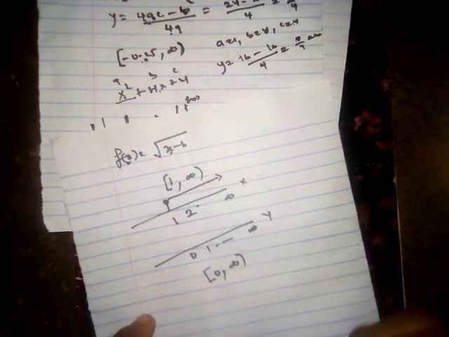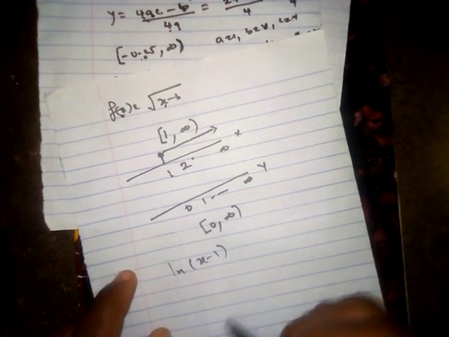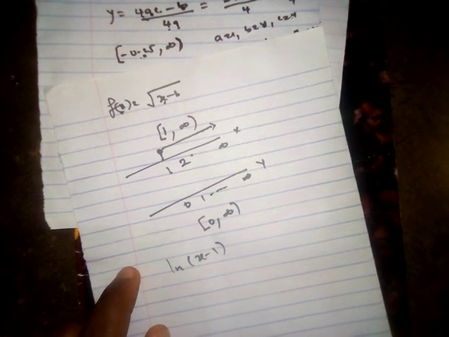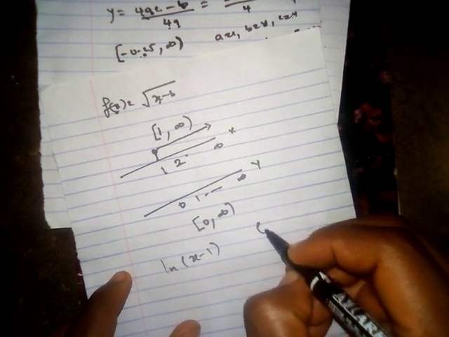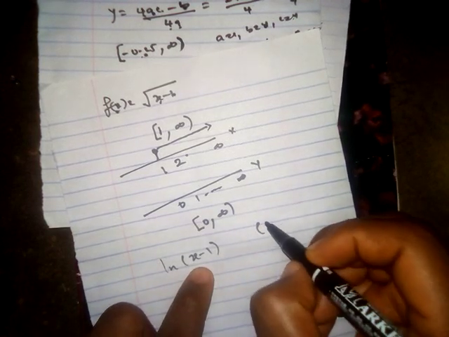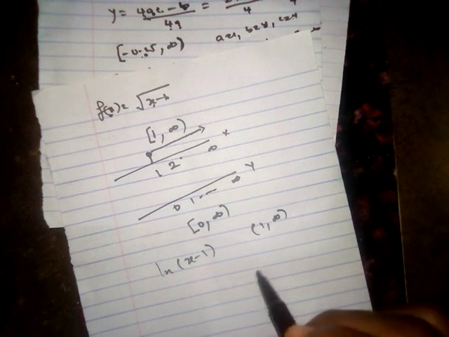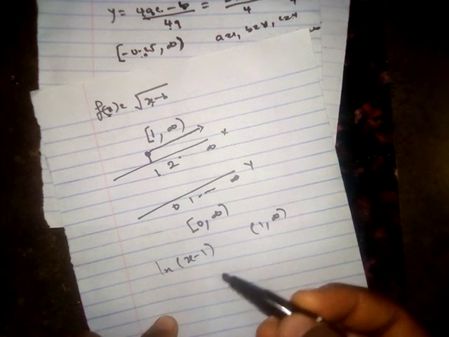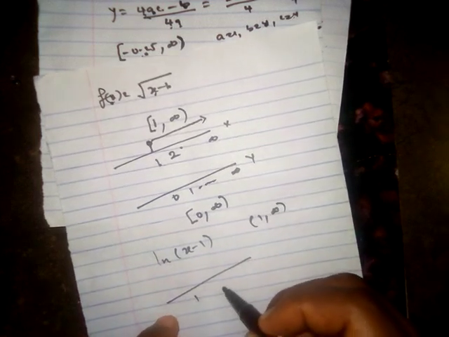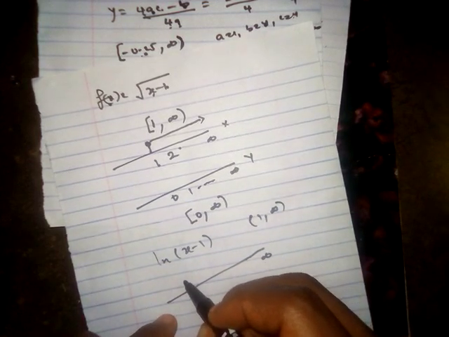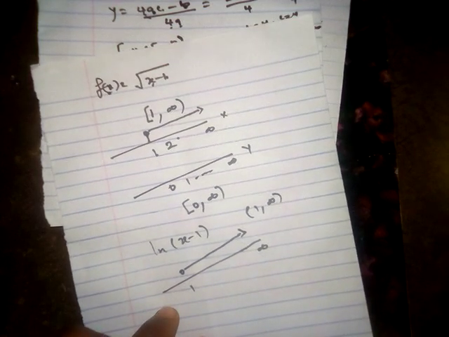Now the last one is the ln of x minus 1, and from my previous video, the domain for this is from 1 to infinity. If you watch my previous video, you will see how I found the domain for this. Now sketching this, you have 1 to infinity, where 1 is not included.